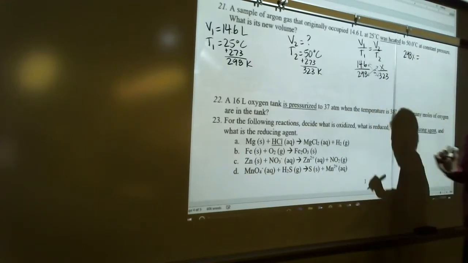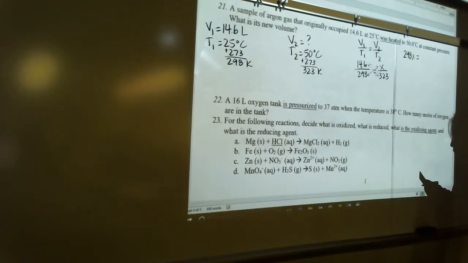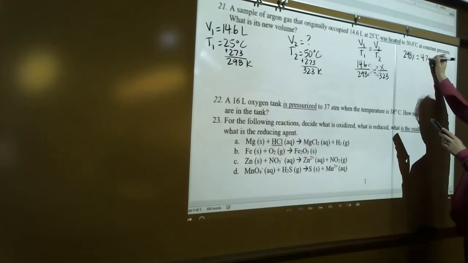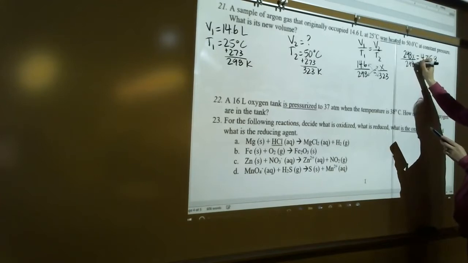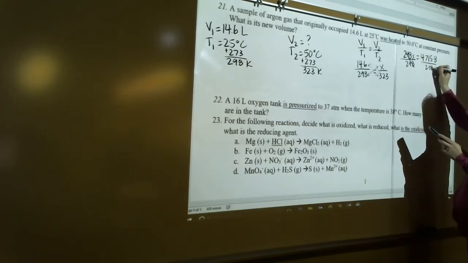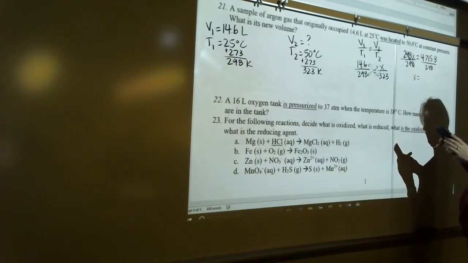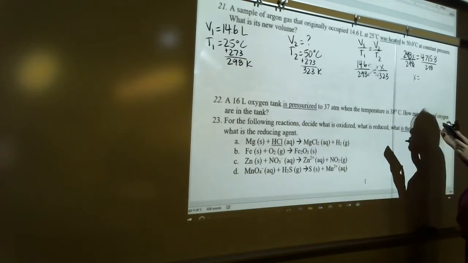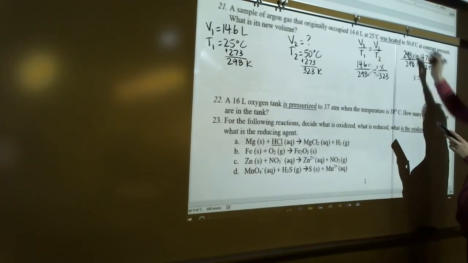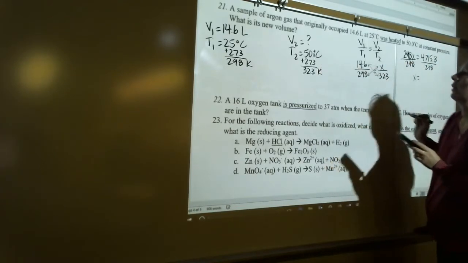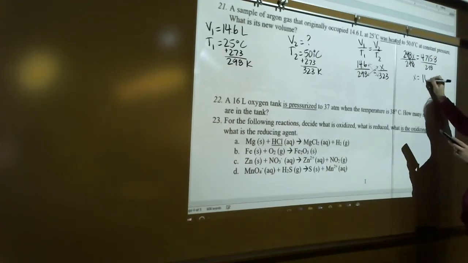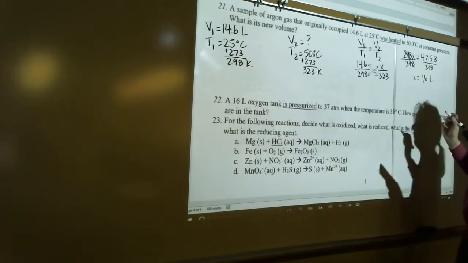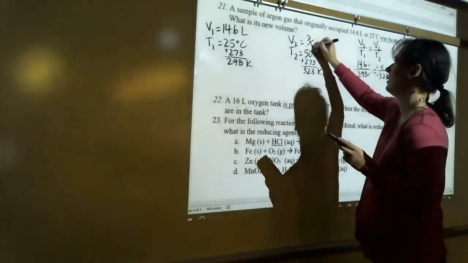298x is equal to 14.6 times 323. 4715.8. So divide both sides by 298. So x is equal to, oh no wait, 50.0, remember. 2 sig figs. Keeping 2 sig figs, that would be 16, and that would be liters. So my new volume is now 16 liters.